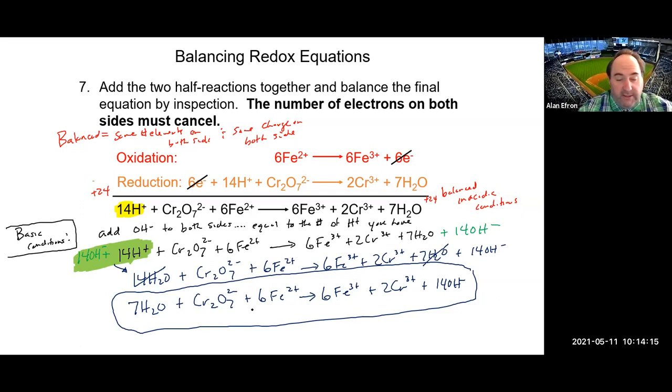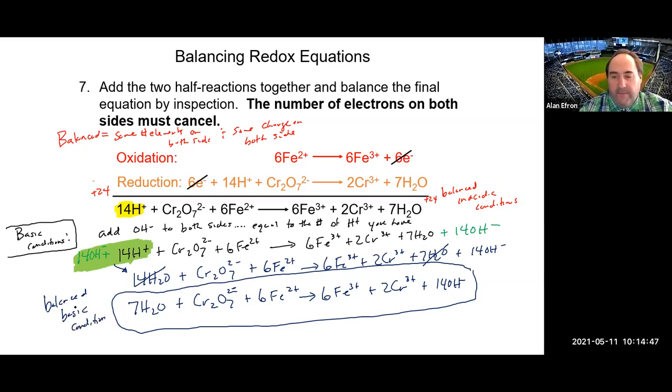Overall charge on the left-hand side, 6 times plus 2 is plus 12, and a minus 2 from here, plus 12 and minus 2 is a plus 10. On the right-hand side here, we have plus 18, and 6 more is 24, minus 14 is also a plus 10. So this would be balanced in basic conditions here. Any questions on that?